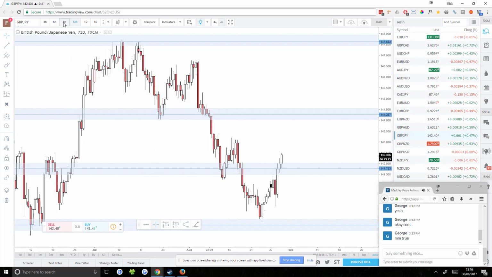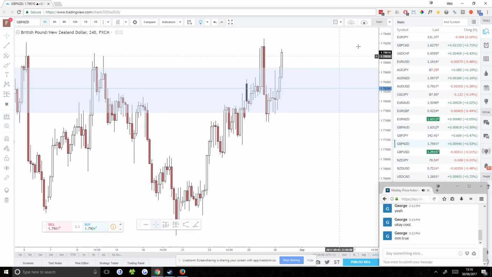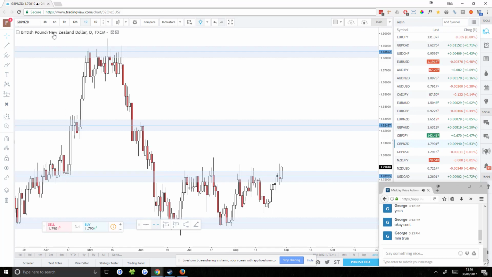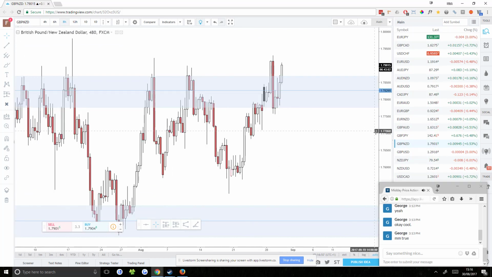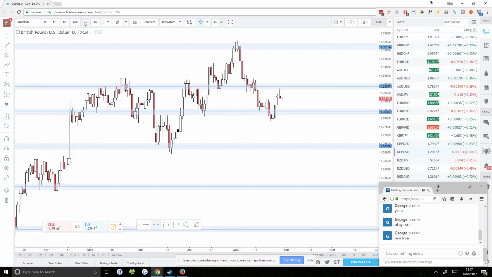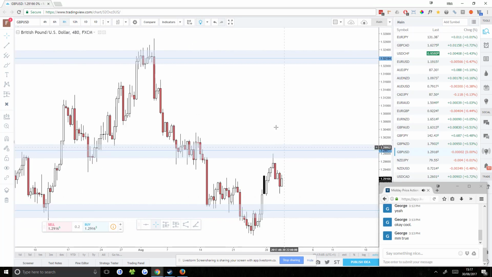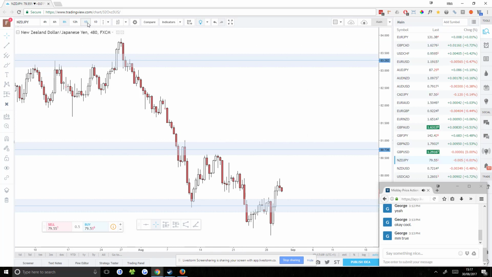GBPJPY, that one's just pushing up, bam, straight up. Can't do much with that. GBP New Zealand. Yeah, nothing much that we can do here. GBP USD. Yeah, you can't really do much there. New Zealand JPY.